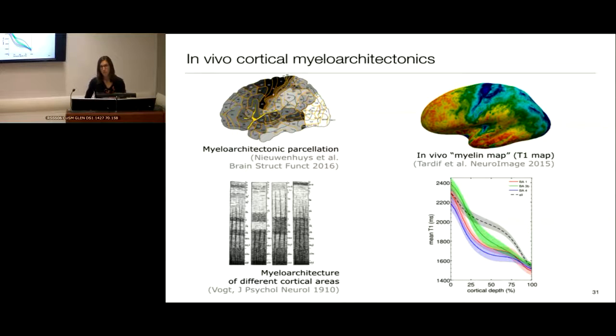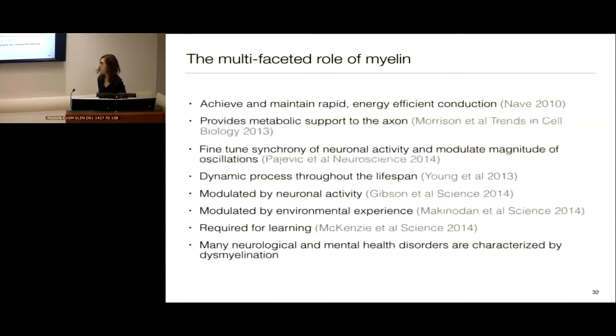By spending time with them and learning about brain plasticity, I learned a lot about myelin and its role in brain plasticity. The first two lines are what everyone writing a thesis on MS or on myelin writes, right? What does myelin do? It helps you achieve and maintain rapid and energy-efficient conduction of action potentials. This is what I told you on the first slide. It also provides metabolic support to the axon. That's a little bit newer, but we've known it for several years.